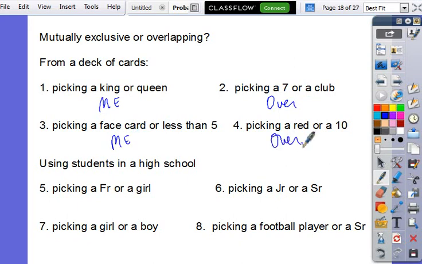That's overlapping. All right, if I'm talking about students in a high school, a freshman or a girl, that's overlapping because you can pick a freshman that is a girl. A junior or a senior, that's exclusive. You're one or the other. Girl or a boy, mutually exclusive, one or the other. Football player or a senior, that would be overlapping because you could be both.